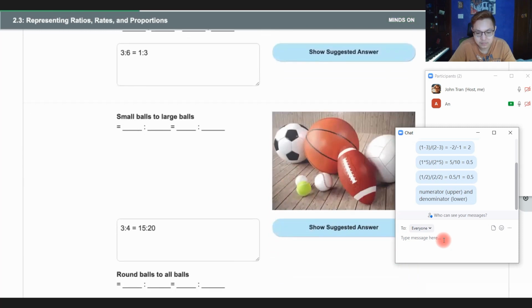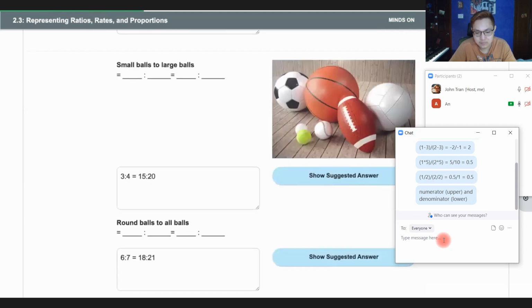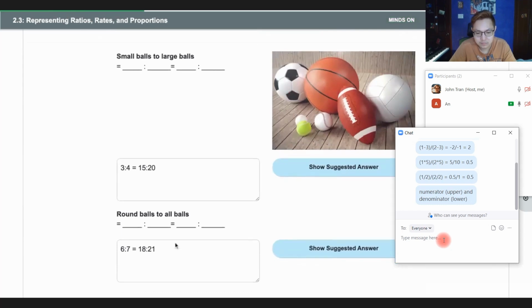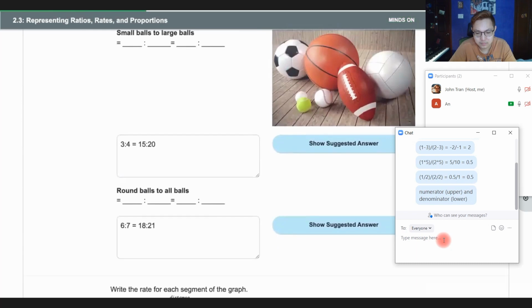Small ball to large ball is 3 to 4, which is also equal to 15 to 20 if you multiply it. And round ball to all ball, 6 to 7, equals 18 to 21 if you multiply it by 3.